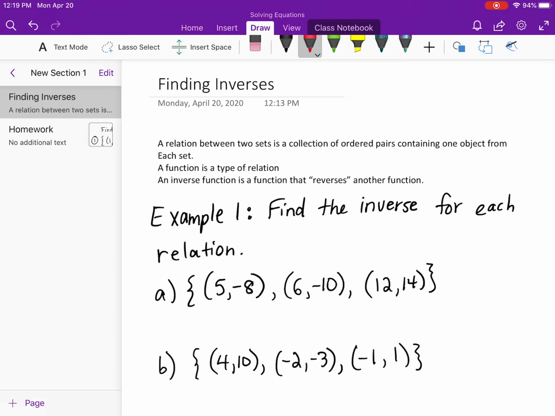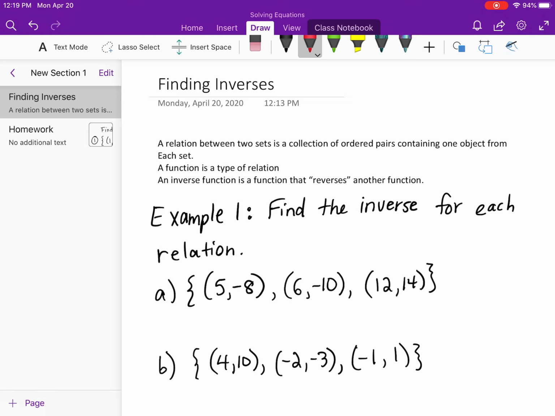We're going to continue learning about functions today, but we're going to be working on finding inverses. Previously, we were learning about operations with functions, and then we were even learning about composite functions. Now, today we're going to talk about a function that's a type of relation, and we're going to be finding inverses.